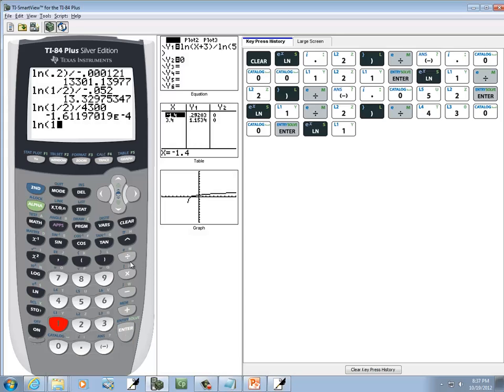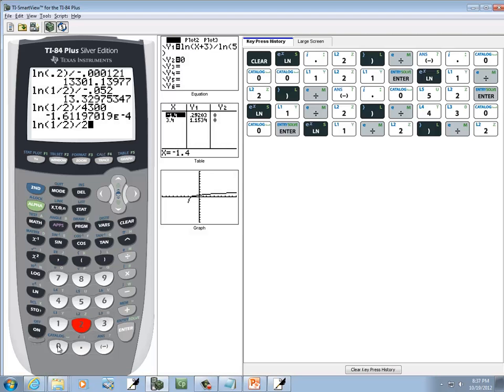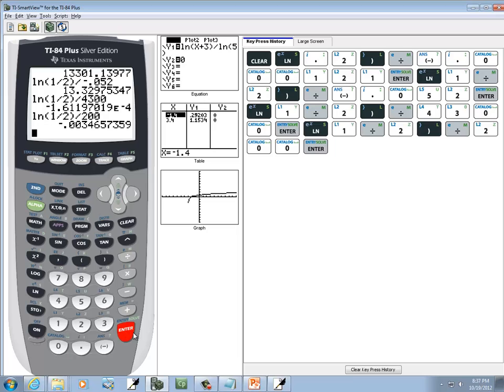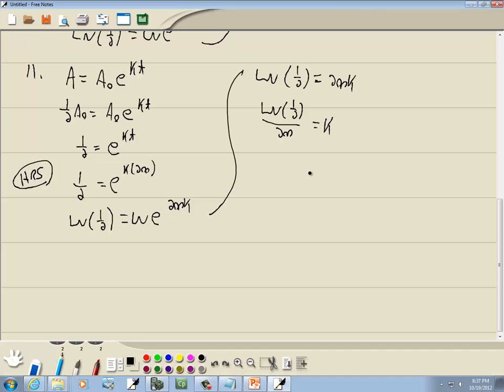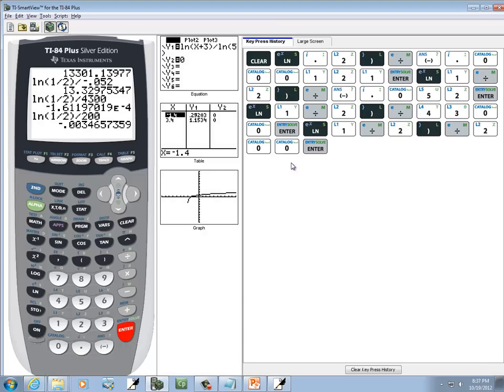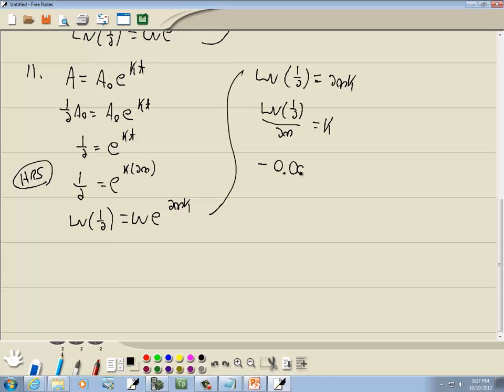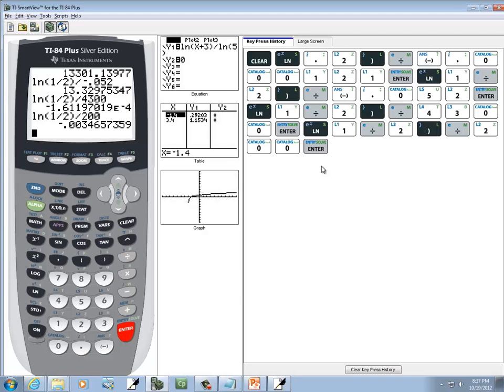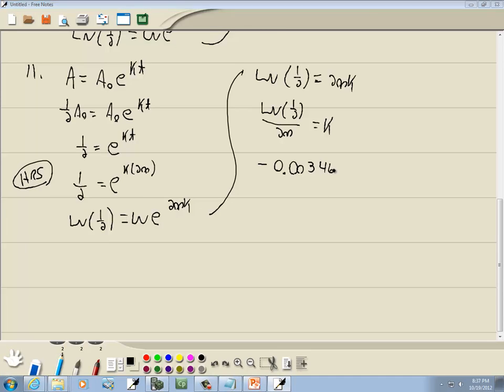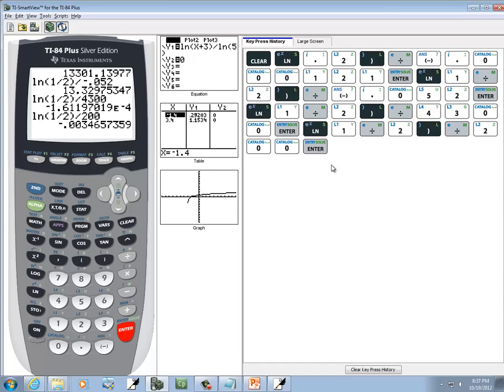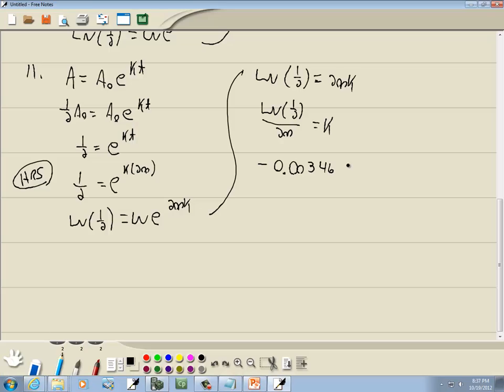Natural log of 1 divided by 2, closing parentheses, divided by 200. And k would be negative 0.03466. 466, yep. And that's our k.